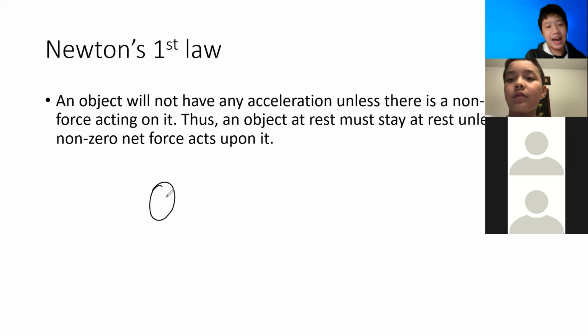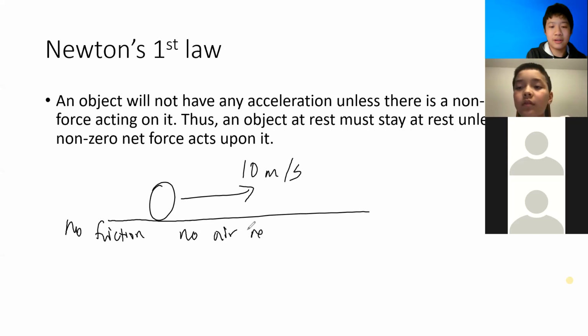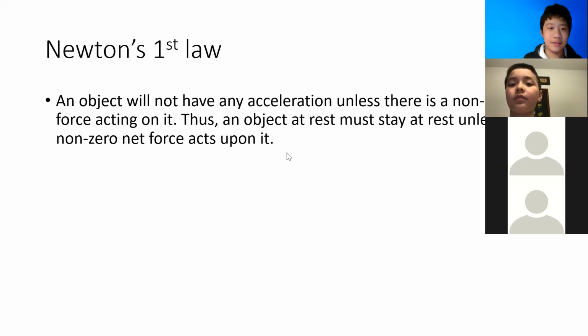So if I had a ball that was going at some speed, and there was no friction, no air resistance, none of that, then this ball would go on forever because there would be no net force acting upon it. Of course, in the real world, a ball will not go forever because there will always be a force acting on it, as we know, friction and air resistance. Okay, so that is the first law, not that difficult.